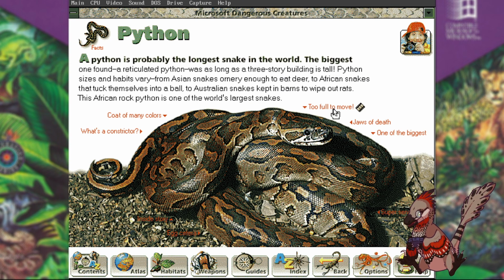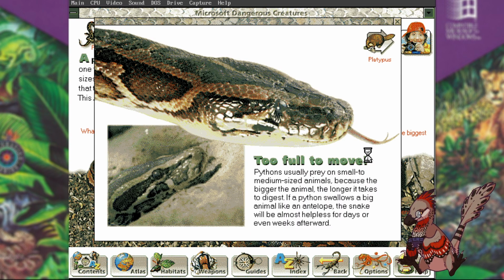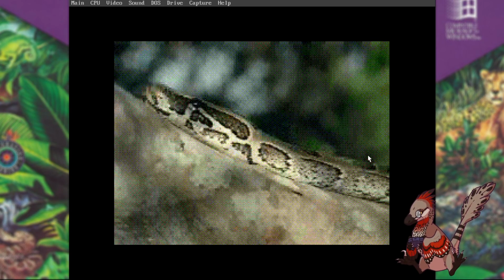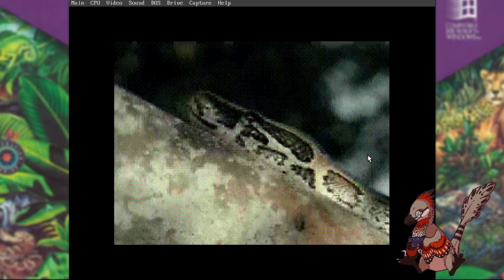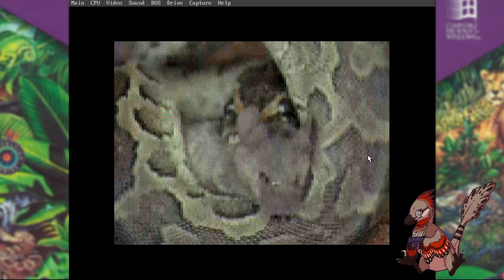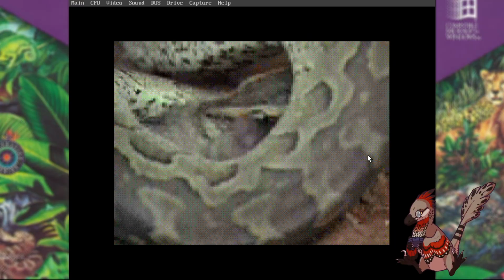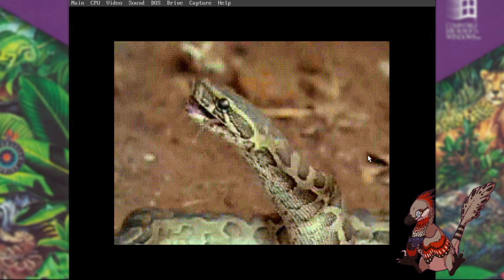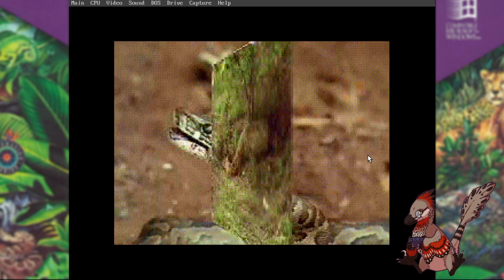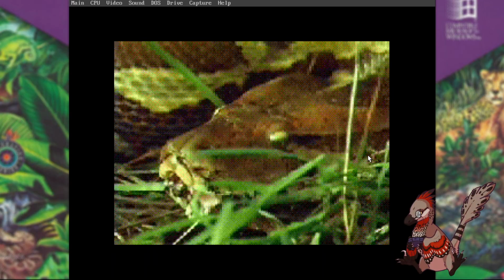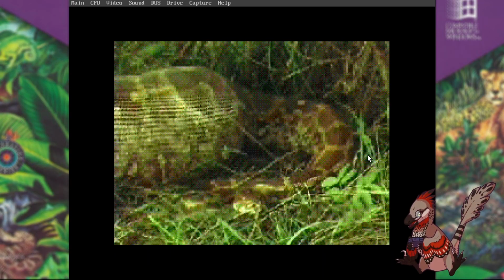Alright, so we only have... too full to move. Another movie. Hi there. Dogs don't need to eat very often. A rat or possum can keep one fed for several days. Num num num. And a really big meal will keep a python satisfied for weeks. She's really stretched out.